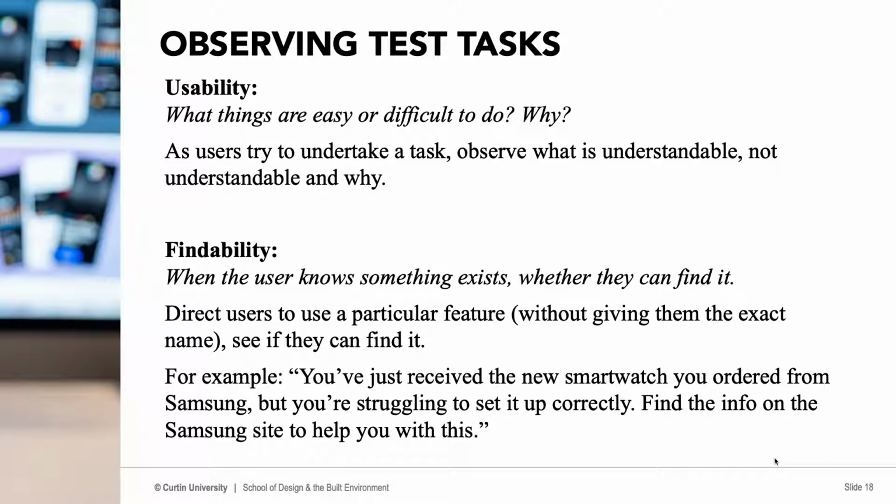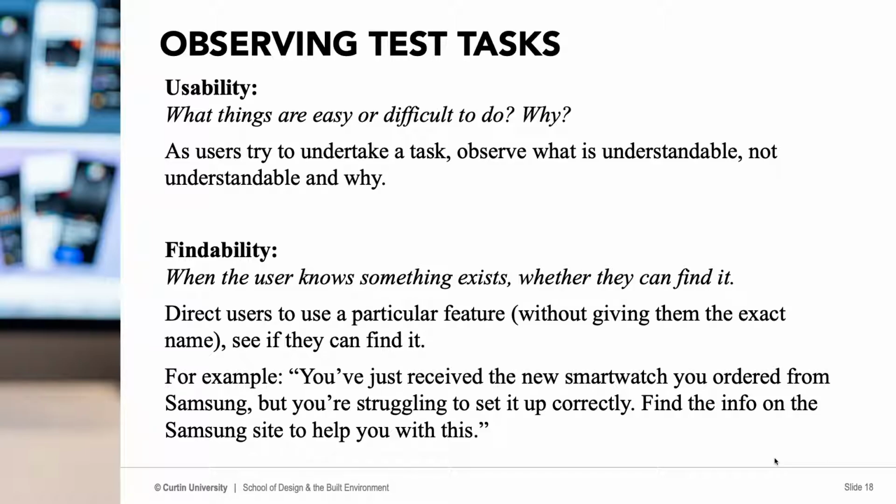The other thing that you want to test is findability. This is basically when the user knows that something is there, or there's a particular function or feature there, and you see if they can find that thing. So when you're testing, you want to direct users to use a particular feature without giving them the exact name of that feature, and see if they can find it. So that's what findability is about.